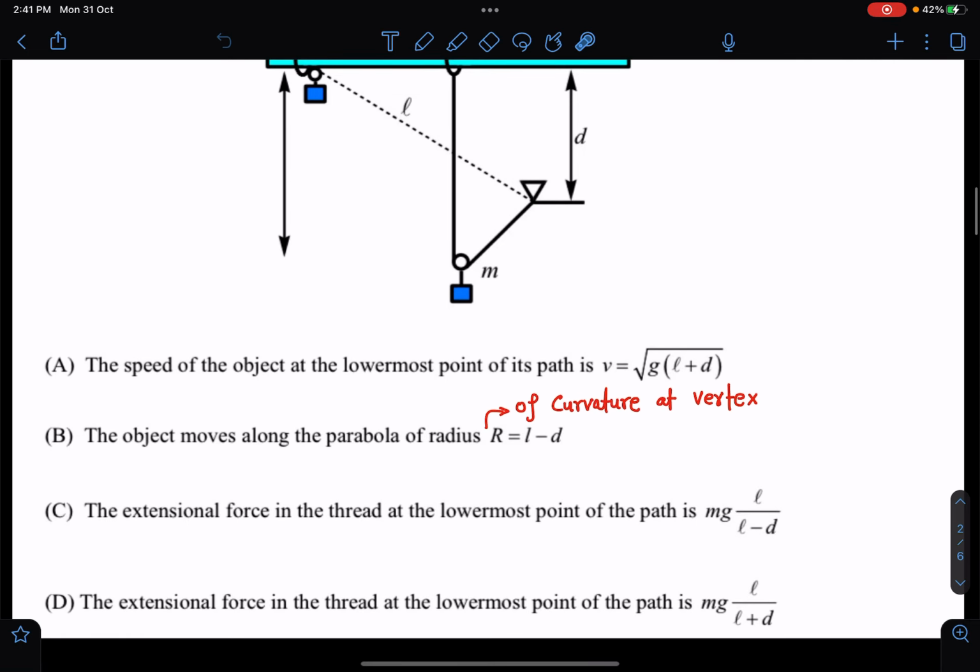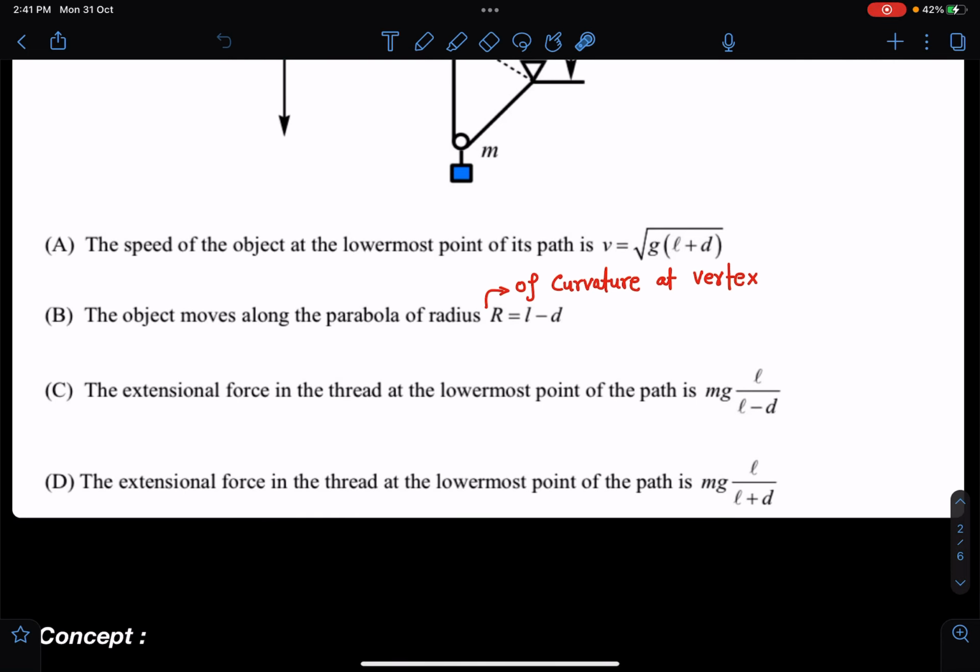Then four options are given. They are asking the speed of the object at the lowermost point of the path. The object moves along a parabola of radius of curvature at the vertex r equal to L minus d, and the extensional force in the thread, that means the tension in the thread at the lowermost point of the path, this value is given. So we have to comment on these options.